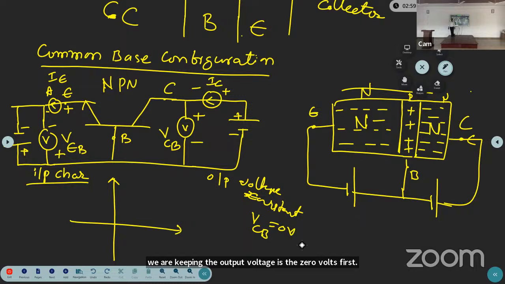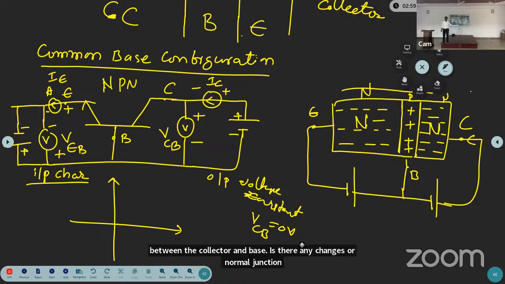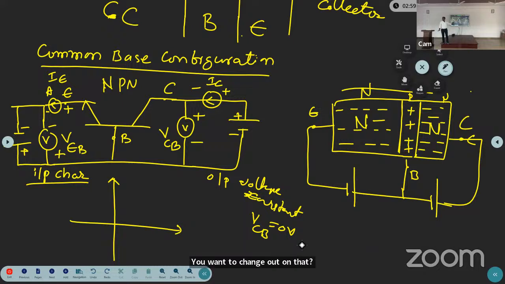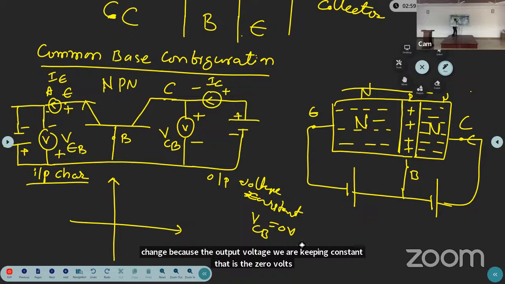What are the changes in the junction? If you are connecting 0 voltage to the collector and base, then what is the junction between the collector and base? Is there any change or is it a normal, ideal junction? Emana change avutunda? No change, because the output voltage we are keeping constant. That is 0 volts, right? And we are not disturbing this part.